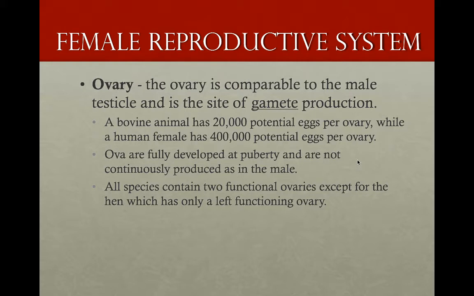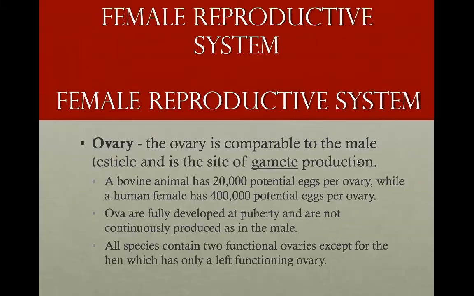One of the things that is very interesting is that a bovine or cow has 20,000 potential eggs per ovary. Now, with two ovaries, that's a number of eggs possible. Naturally, you're not going to use those through its lifetime, but there are many eggs available for that animal to have the chance to reproduce. Now, you compare that with a human female, there's 400,000 potential eggs per ovary times 2. That's 800,000 potential pregnancies, which is an extreme number of chances of reproduction.